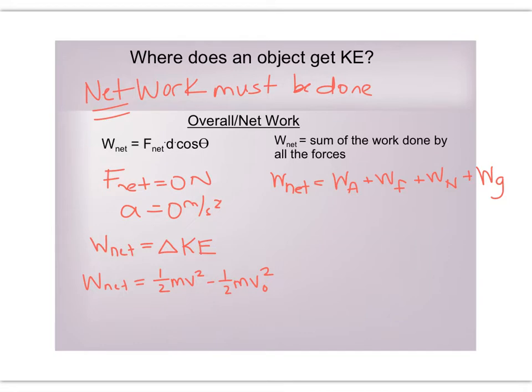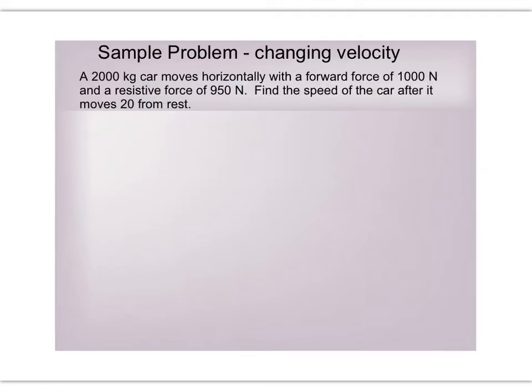So this being the most important slide of the day, to summarize, you can find the net work done on an object 3 different ways. If you know the net force acting on an object, you can use this equation. If you know anything about the object's velocity, or rather change in velocity, then you can use this equation to find the net work, which really comes from this equation. And then finally, if you know the work done by individual forces, then you can use this equation. You'd have to cater it to your scenario. Let's try a sample problem.